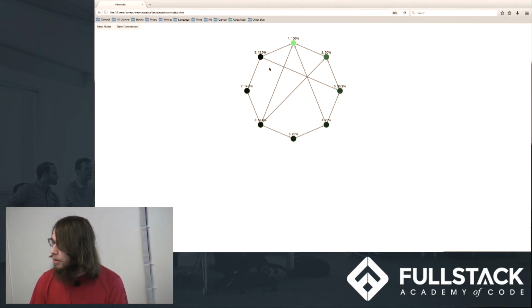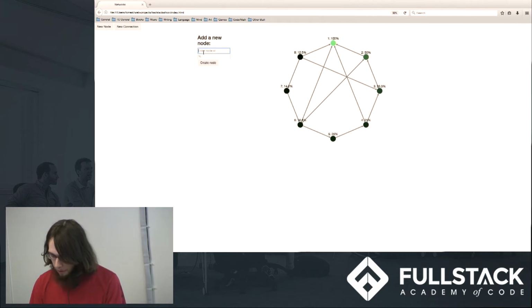So as you just saw, I can edit a node, and in this version it's also possible to create a new one. They don't have to have numbers. That is just how I seeded it.